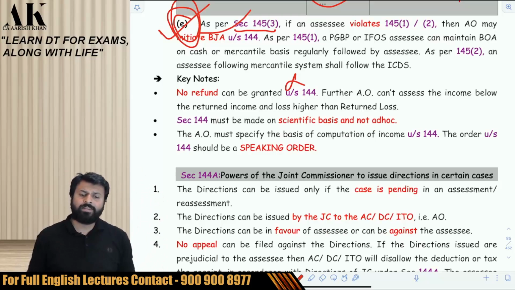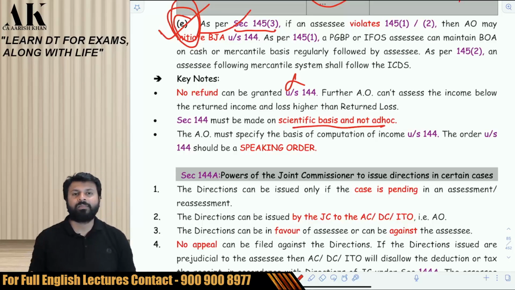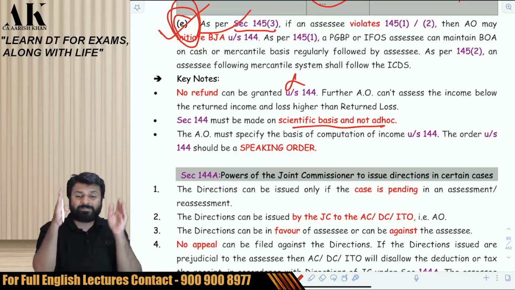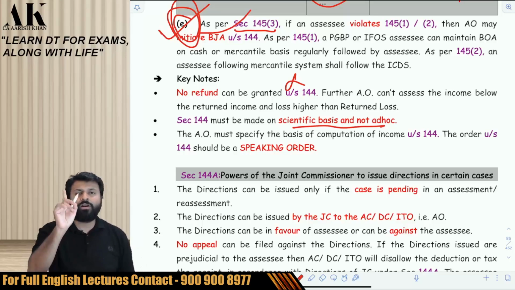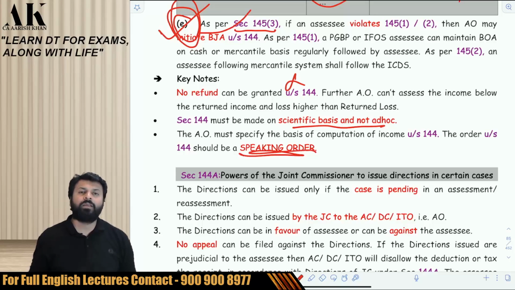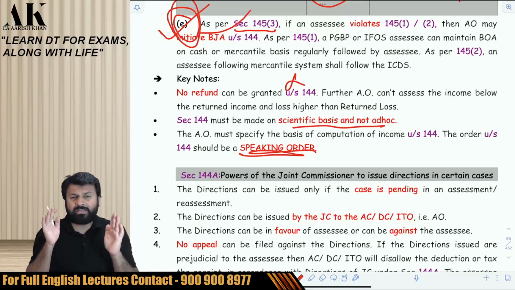Okay. Then, can 144 assessment be an arbitrary assessment, random assessment? No, it has to be scientific and not ad hoc. The AO has to tell the assessee the reason why he has done the assessment like this. The AO has to tell the assessee why the assessment order contains this much total income and this much tax liability. The order passed by the AO has to be a speaking order. It cannot be an arbitrary order. It cannot be a random order. It has to be a very logical and scientific order.